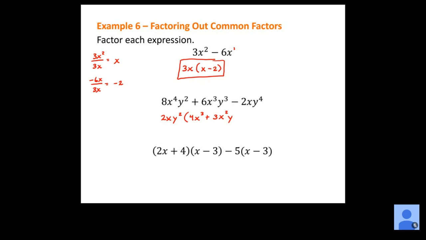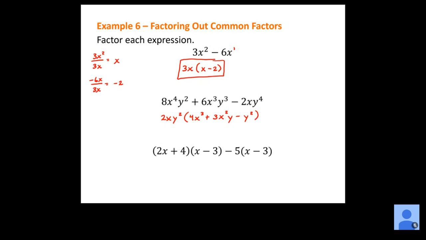And then finally, the last term, we have a negative 2 divided by 2. That's going to give us a negative 1. X divided by x is just 1, so we don't really need that. And then y to the fourth divided by y squared. If we subtract those exponents, that's going to give us y squared. And again, notice I didn't have to put the 1 in front, even though 2 divided by 2 gave us 1. The 1 there is understood, so we only need the minus y squared.